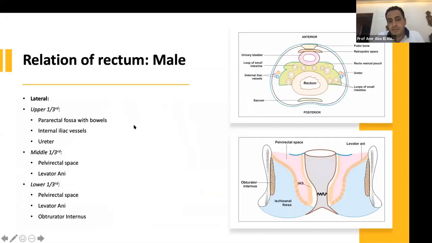Lateral relations for male or female are the same. Lateral upper third: the pararectal fossa with bowel, the internal iliac vessels, and the ureter. Middle third: the pelvirectal space and the levator ani muscle, or pelvic floor muscle. Lower third: the pelvirectal space, levator ani muscle, and obturator internus muscle.